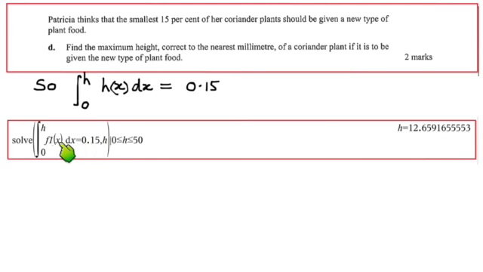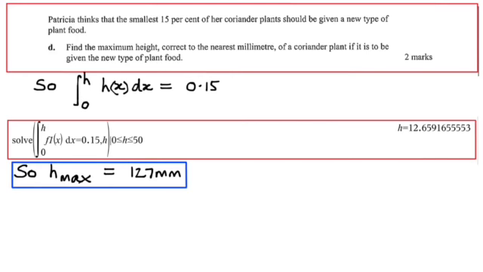We're solving for h from 0 to h, and given that h goes from 0 to 50 inclusive, you have to put that statement in, otherwise you'll get a general solution because this is a trig function and you'll get a big mess. We're dealing in centimetres and they're asking for the answer to the nearest millimetre. So let's multiply this by 10 and then take the answer to the nearest millimetre. So that's going to be 126.59, etc., which gets us the answer to the nearest millimetre: 127 millimetres.